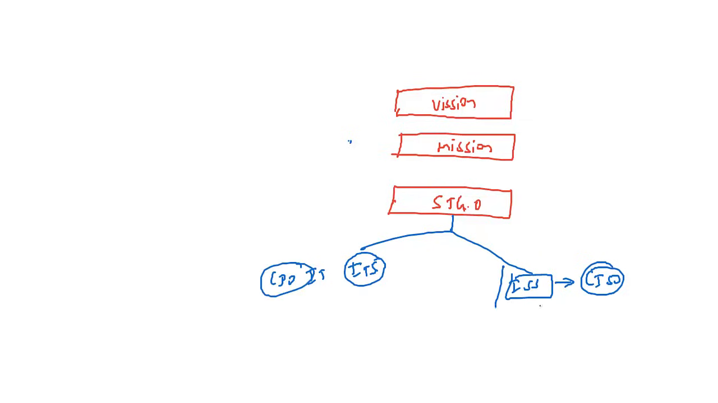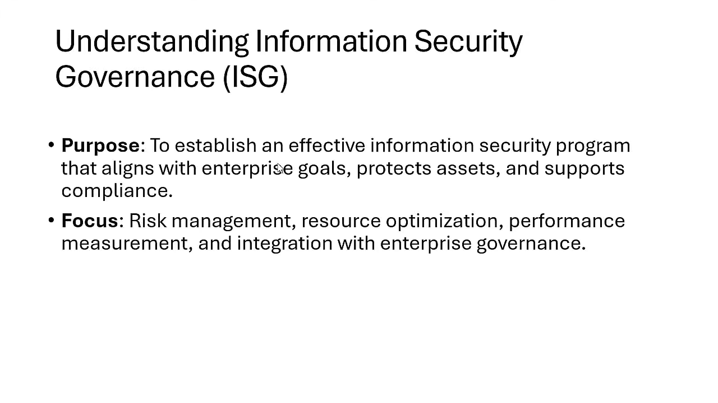So this is called information security governance, this is called IT governance, and this is called corporate governance. Okay, so that's how it works. So the ultimate goal of information security governance is to create value.